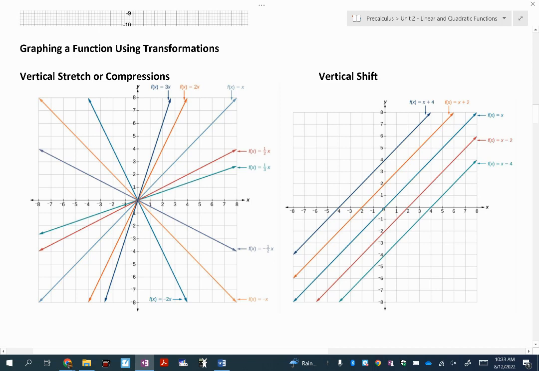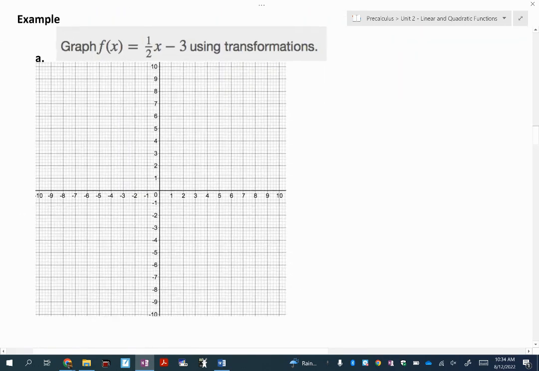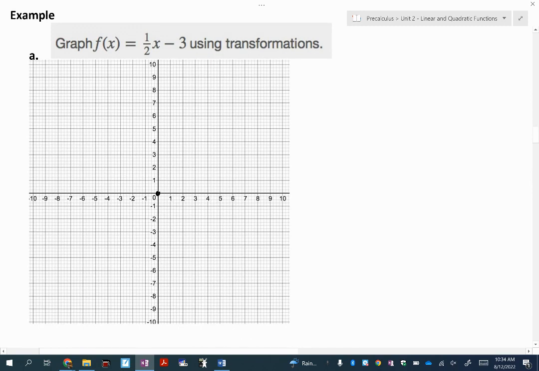All right, with vertical shifts, they're going to look exactly the same. So all parallel lines here, but they're just going to move up and down based on the new y-intercept. So same idea here. If I were to graph the original function or the parent function from your toolkit, f of x equals x, it looks something like this. That's a y-intercept of 0, a slope of 1.